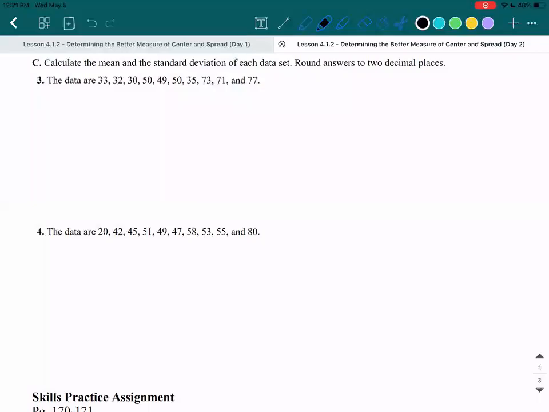All right, so now we're going to calculate the mean and the standard deviation of each data set. We're going to round each answer to 2 decimal places. I'm going to apologize ahead of time. I know you guys are not going to like the calculation for standard deviation, but let me write out the formula first.